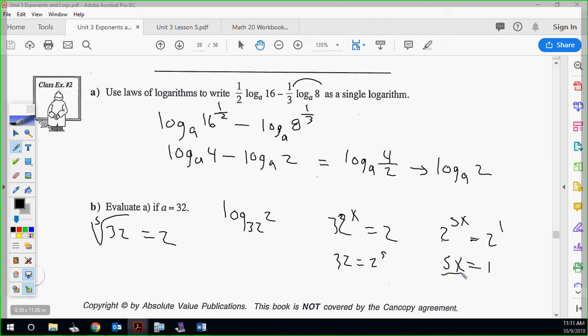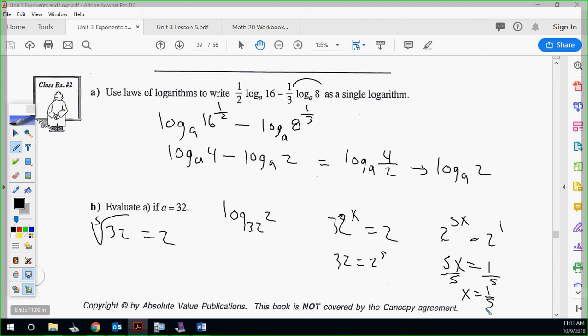If you don't know it's 1/5, then that's why you should do this. You should know that 32 can be written as a base of 2. That's what you should know. That's what I just did. 32 is 2 to the 5th. That you have to know. I think 1/5 is a little bit harder, so I agree with that. Okay. Anything else?